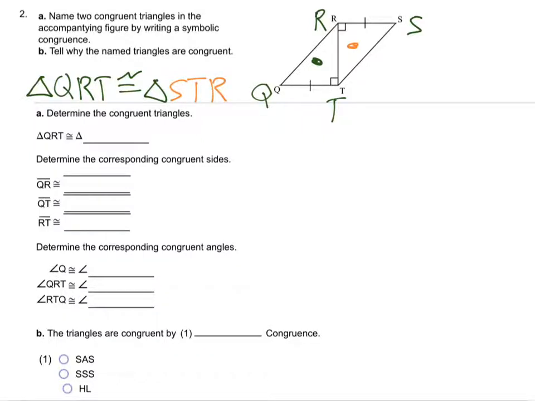STR is correct. Everybody see it's STR, not SRT. So I think the beginning is easy. You know that, so this one, let's look at the left one. So the left triangle went QRT. The triangle on the right, STR.